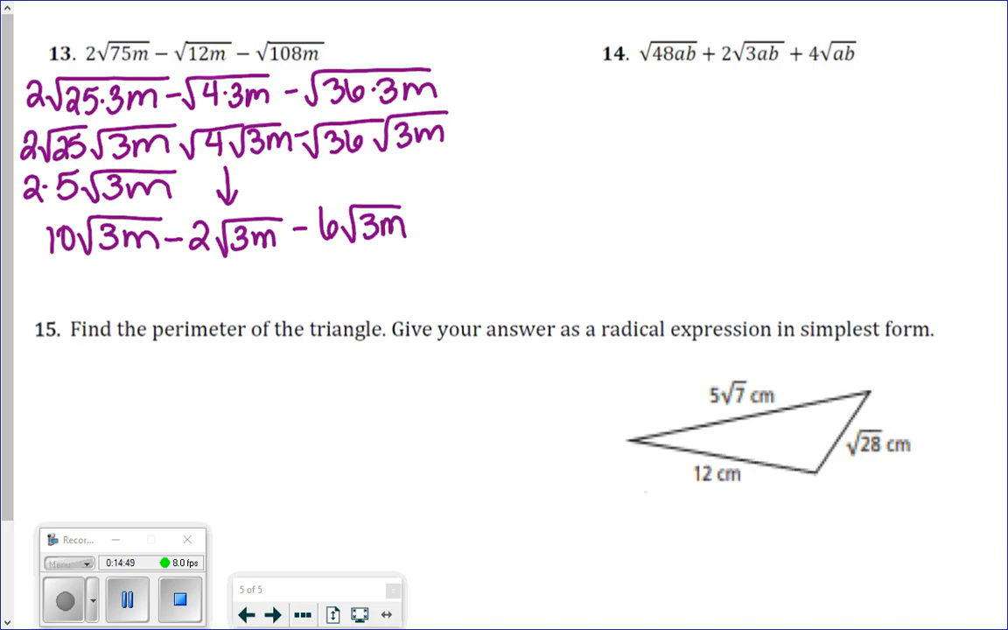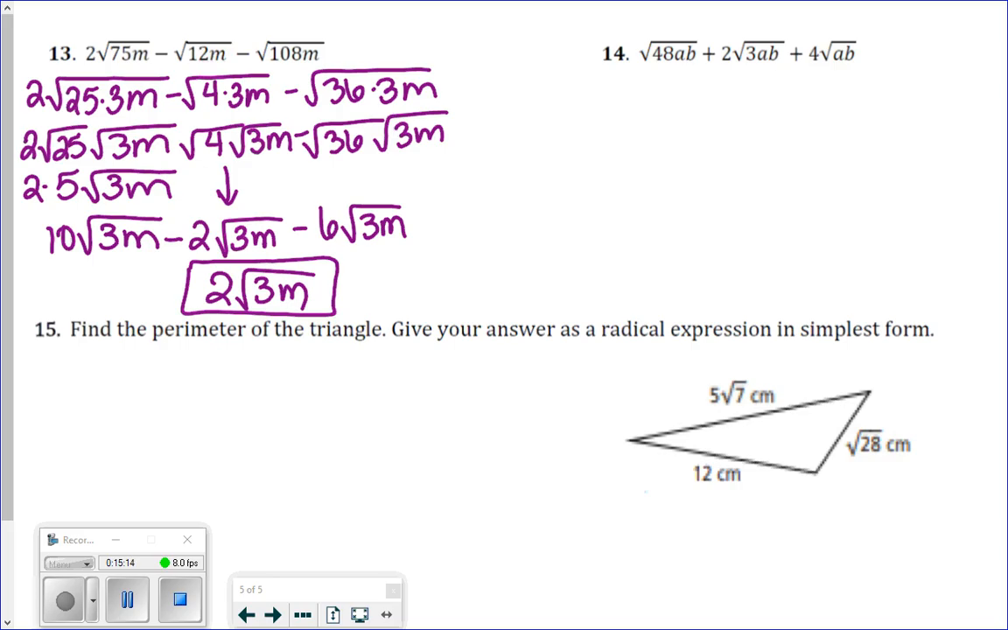And then, of course, the question is, do we have like radicals? In every one of these instances, the answer is yes. So then we can actually add those together. 10 minus 2 is 8, minus 6 is 2. So this should give us just 2 square root of 3m as the final simplified equivalent to number 13.